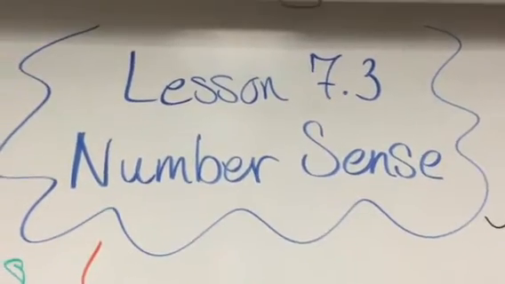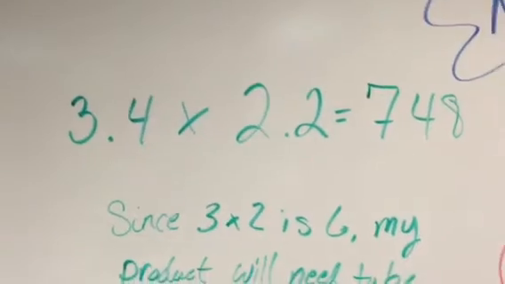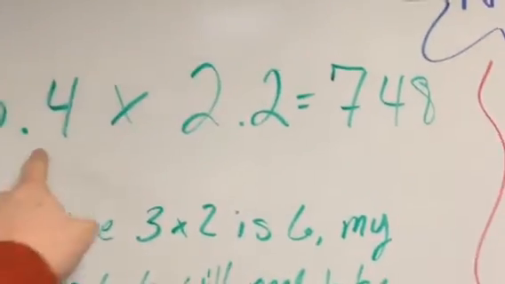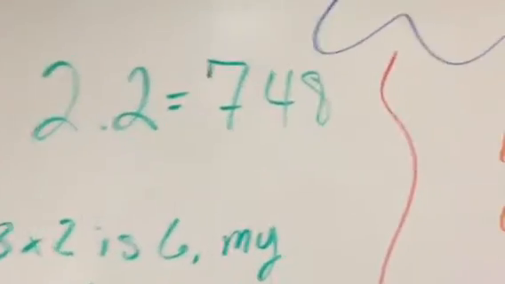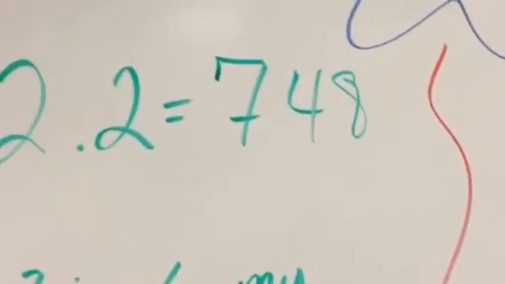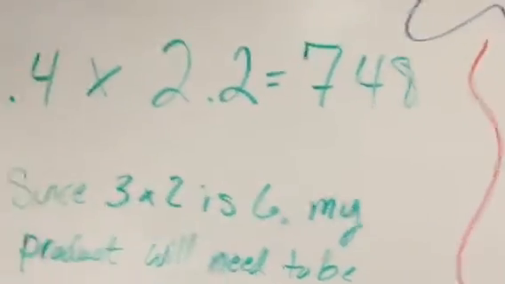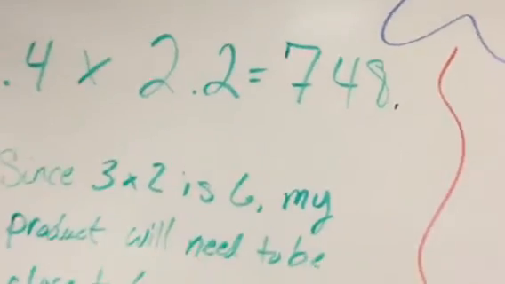Lesson 7.3, number sense. And again, we'll start out with multiplication because this is the same stuff we learned before. So we have 3.4 times 2.2, and we have to decide where the decimal point should go in my answer of 748. If my decimal point goes here, that's saying my answer is 748.